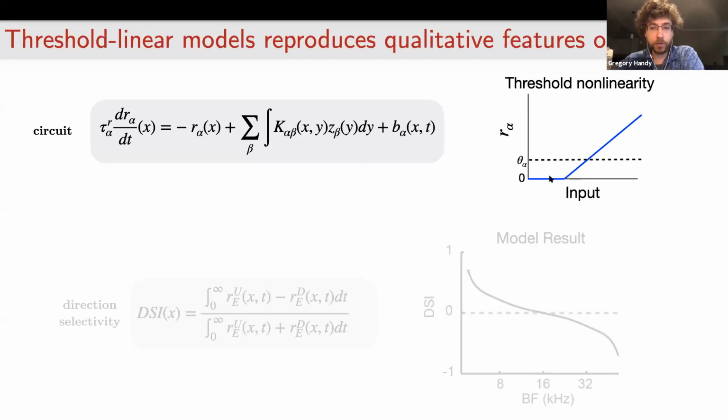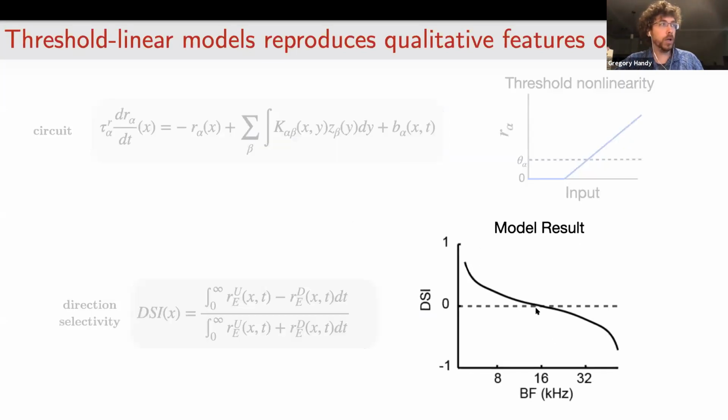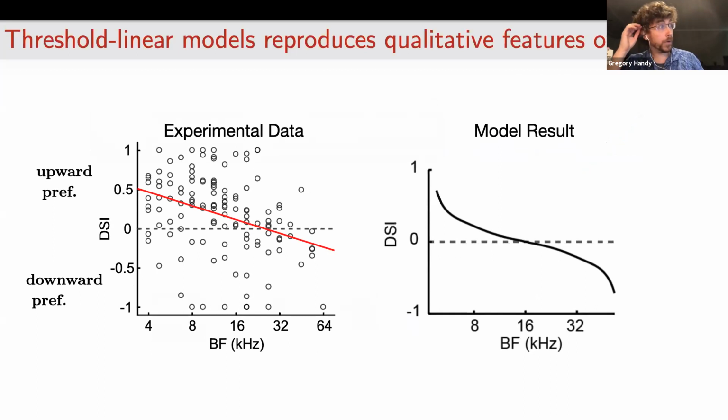And we see with this model, with the components that I just mentioned, we do in fact have DSI. We define DSI in a very similar way. We have the integral in the upward direction minus downward, divided by upward plus downward. And this is now from the model. As we compare to the experimental data, we see these key qualitative features arise: low frequency neurons preferring upward sweeps, and up here it's downward sweeps.